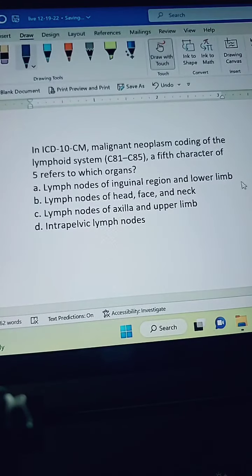All right. What about the lymphoid system? Around these C81 to C85, we're talking about the fifth character. Refers to what? You can go to C81. You'll see what the definitions are. What would the fifth digit, not the seventh, but the fifth digit, refer to? Is it going to refer to the inguinal hip area, head, neck, face, axilla, upper limbs like the chest, armpit area, or intrapelvic?